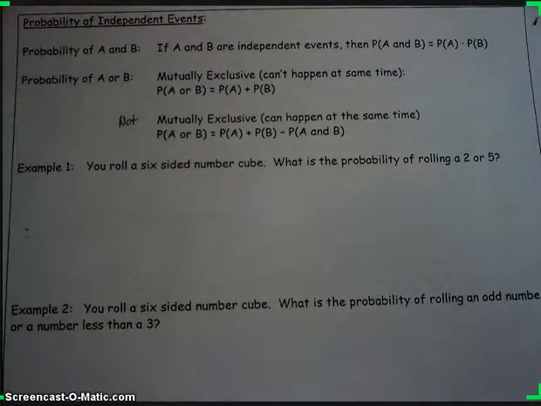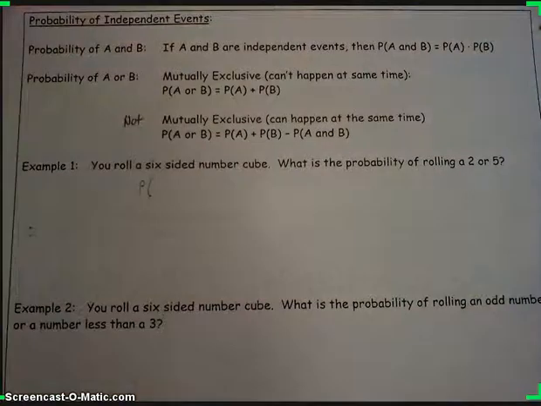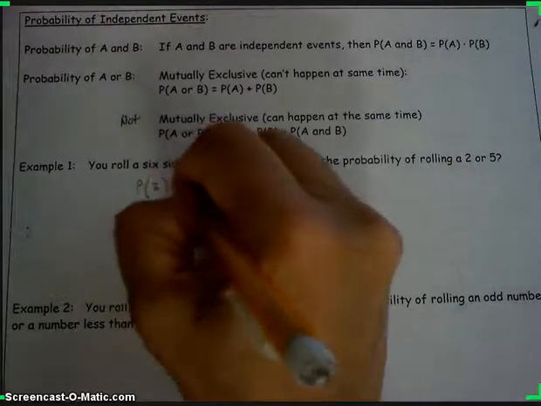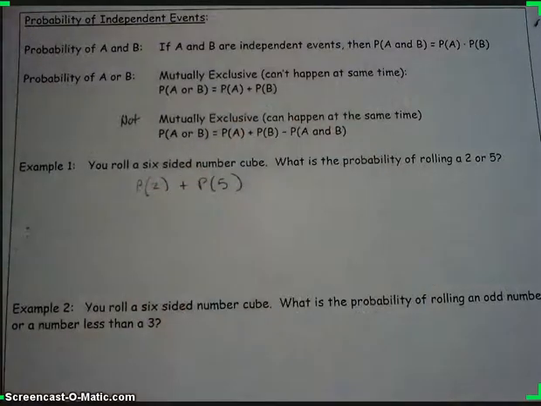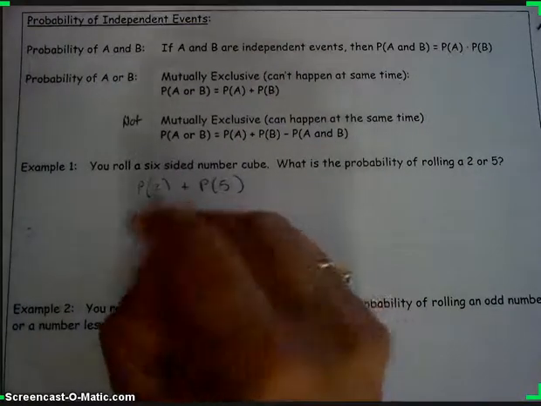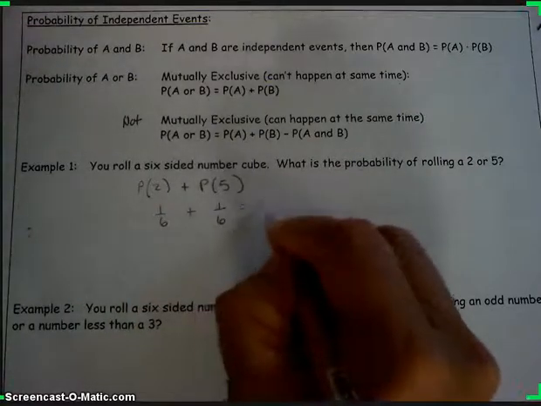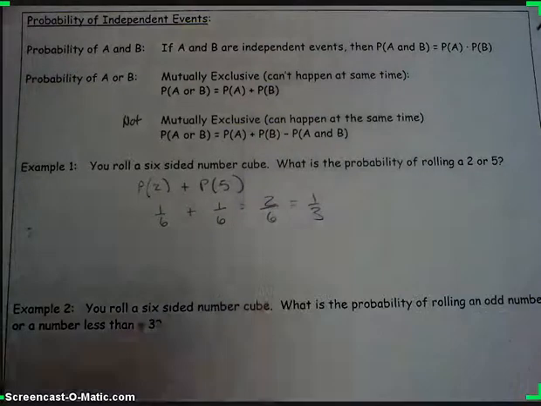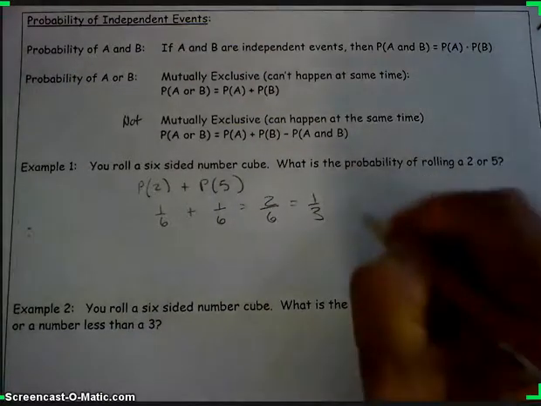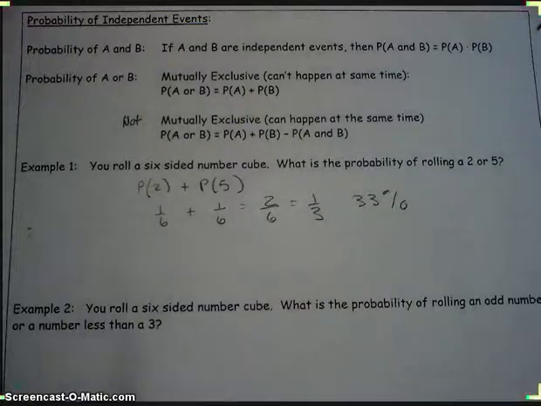So is this mutually exclusive or not mutually exclusive? Can I roll a 2 and a 5 on the same roll? And that would be no, it cannot happen at the same time. So I'm just going to add the probability that I roll a 2 plus the probability that I roll a 5. So both of these are going to be 1/6. The probability that I roll a 2 is 1 over 6. The probability I roll a 5 is 1 over 6. So that gives me 2 over 6, which is equal to 1/3. 1 divided by 3 is 33%. So that would be the probability that I roll a 2 or a 5.